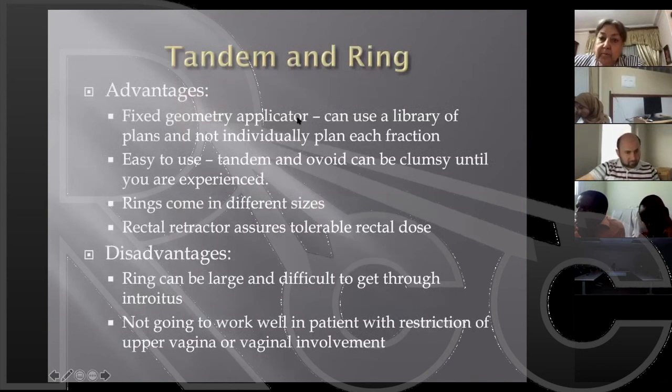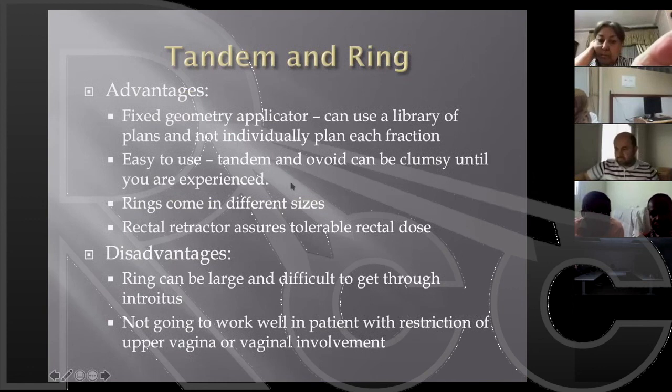Tandem and ring has the advantage that it's fixed geometry. So if you believe the patient's anatomy is consistent, you could use a library of plans and not have to individually plan each fraction, because when you put the same size ring with the same size tandem, that geometry should be consistent from application to application. You still should do orthogonal radiographs and look at your bladder and rectal doses, since the rectum can be somewhat of a mobile structure or filled with gas or stool at any time.